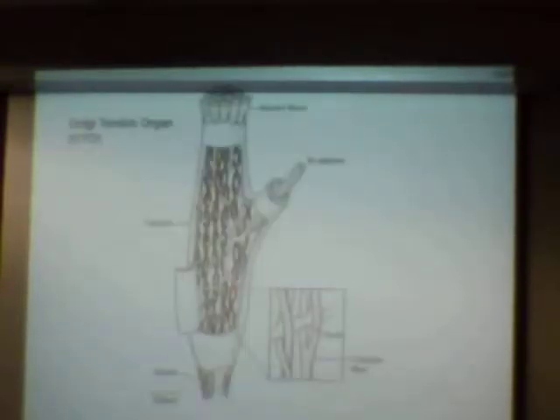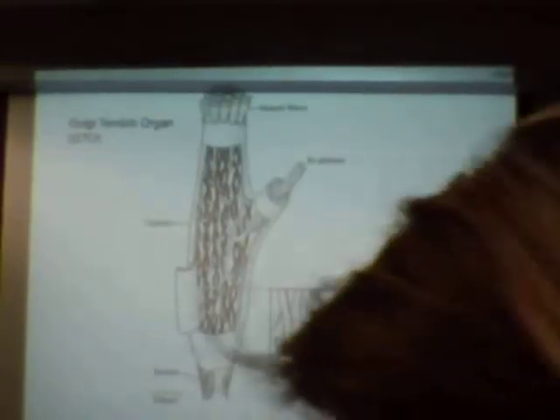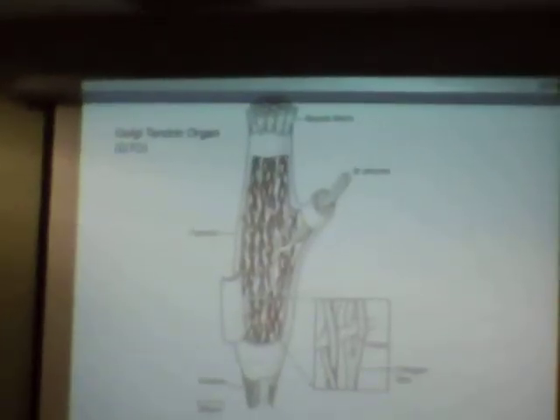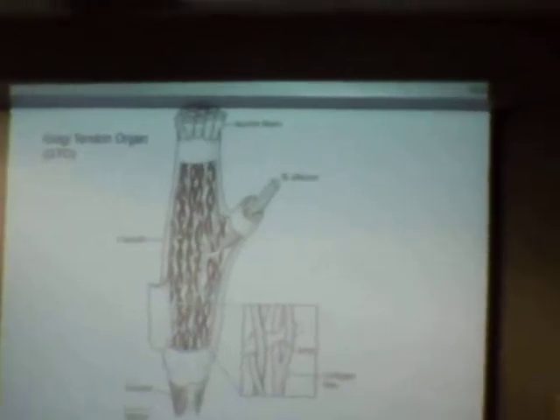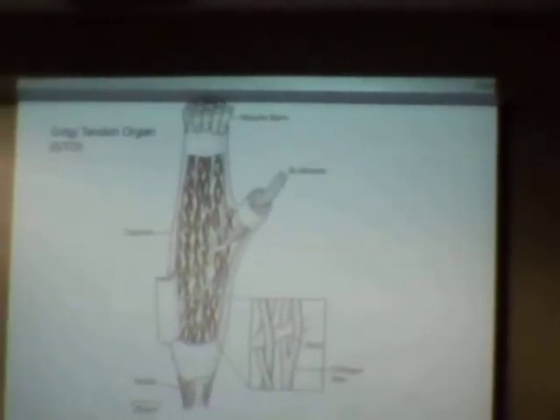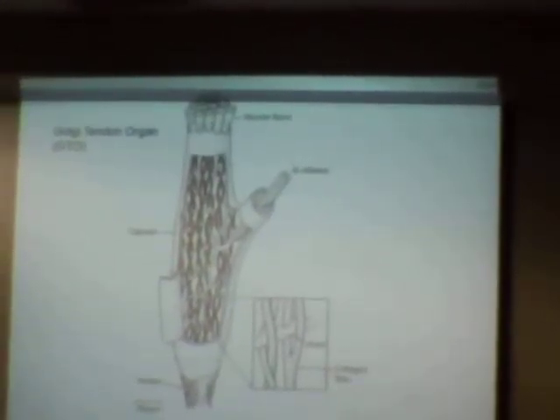Then we talked about the GTO, a very important receptor. This is the junction between the muscle and the tendon. The job of this thing, of course, is to sense force. It tells the brain, both consciously and non-consciously, how much force is being transmitted through that tendon by the muscle.